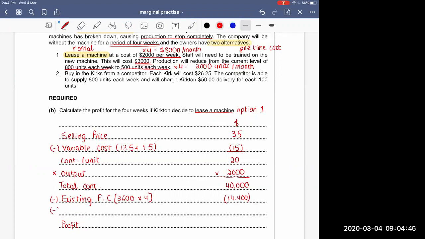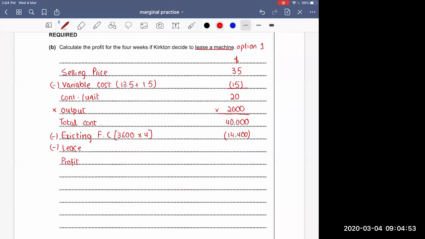Less lease rental, lease cost. Pehle leasing cost nahi thi, ab lease cost bhi hai. What is lease cost? Lease cost is 2,000 per week. 2,000 into 4 is what? 8,000.